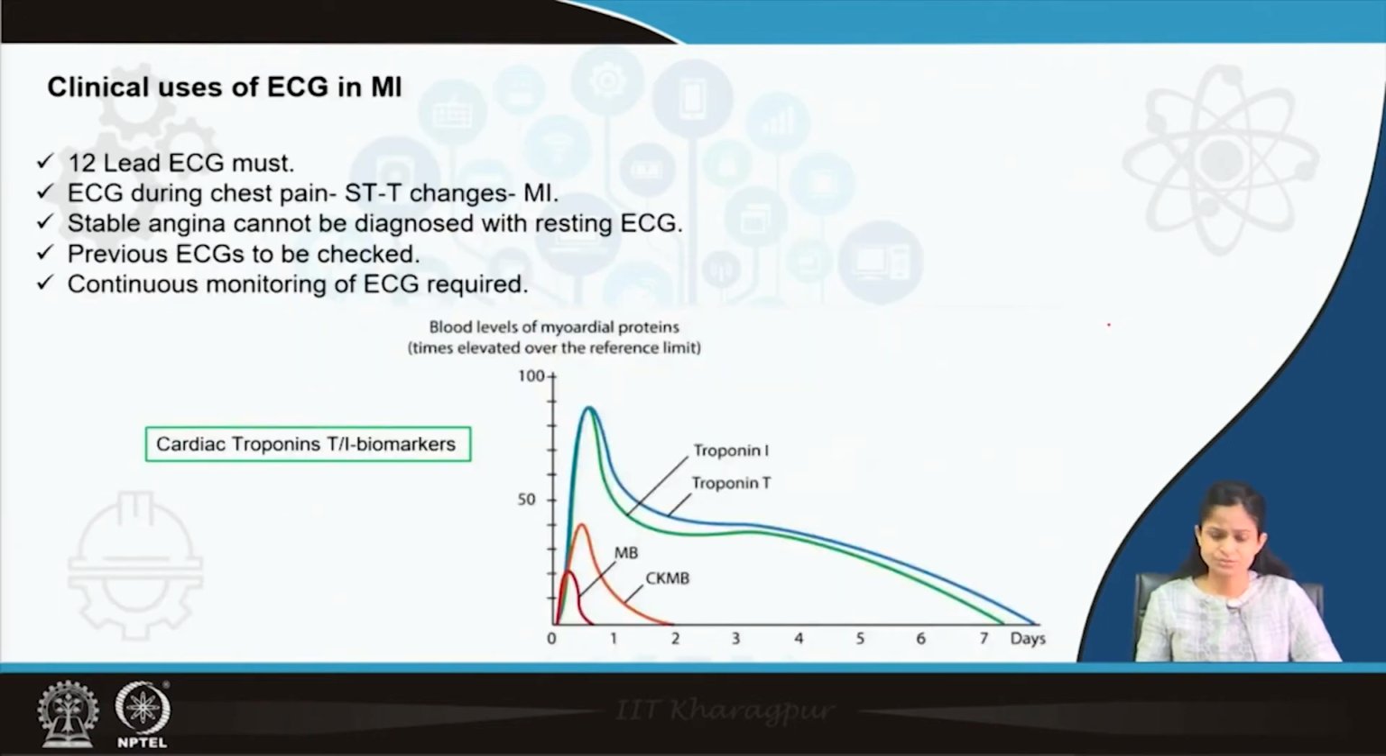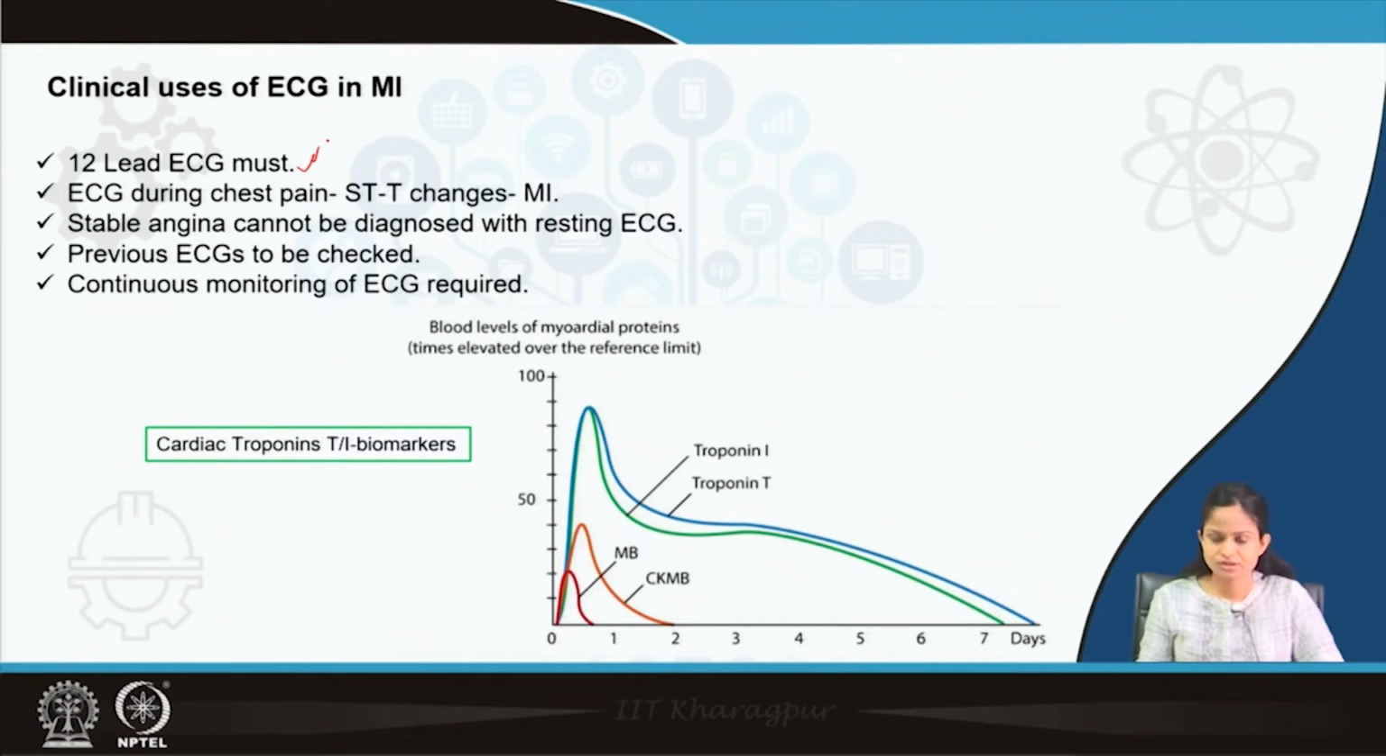Now, the clinical use of ECG in MI is that we have to see the 12-lead ECG. We can't see only the chest leads or the limb leads, because as I told you, a lead behaves like a camera. A camera is seeing your heart from various directions. So, 12 cameras are placed, and 12 cameras will see various portions of the heart. That is very important for myocardial infarction, because myocardial infarction is a very dynamic process.